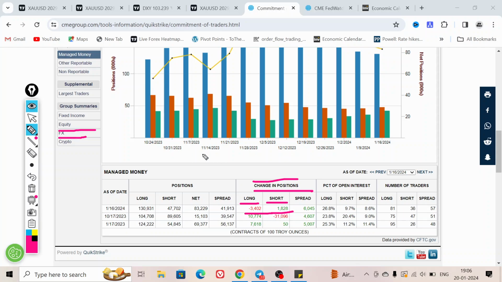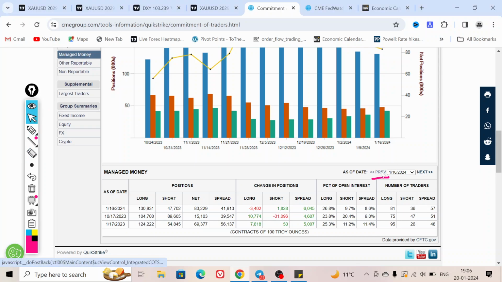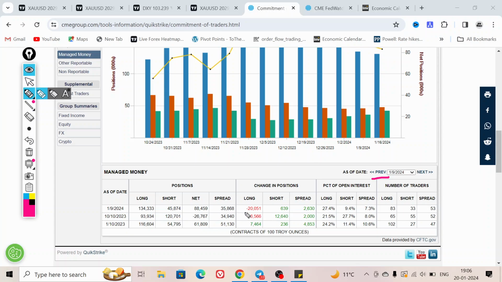If we talk in terms of this report, this is not looking good for gold bulls, because in the previous COT report, if we switch back from here, you can see previously they were covering the long position, meaning they were decreasing the long position, but they added a few quantities in short, and they are now doing it for the second week also.